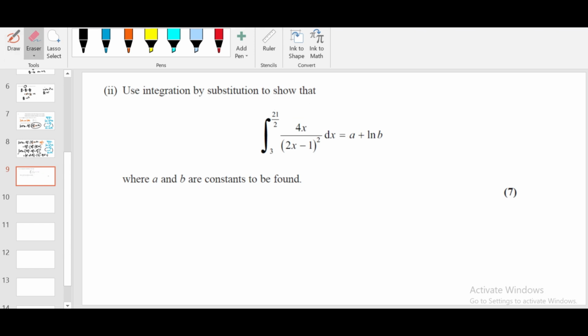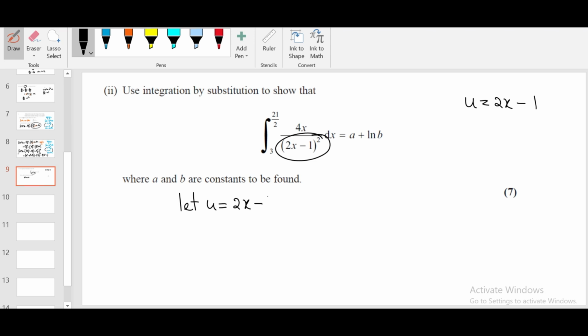Okay. First, we need to find out what to be substituted as u. Usually, what I would suggest, when you take u, you take the function together with the power. Or you can take it without the power. So it's 2x minus 1 or 2x minus 1 whole square. You can try both, you will get the answer anyway. So what I'm going to do, probably I'll take it without the power and see how it goes. U is 2x minus 1. You need to mention let u is equal to 2x minus 1. That's a substitution, so mention that.